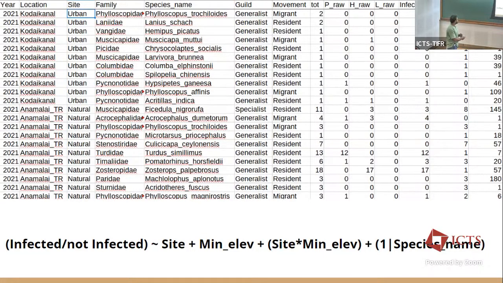What I'm looking at in the model is whether the prevalence, or the infection probability, is correlated with site, as either urban or natural, because I want to see how the prevalence differs between the two. Minimum elevation asks whether prevalence increases with the minimum elevation of the bird or not. Then the interaction of the two. What does that mean? A specialist bird in a disturbed site versus a specialist bird in an undisturbed site: are they responding differently to the parasite or not? That's an interaction.